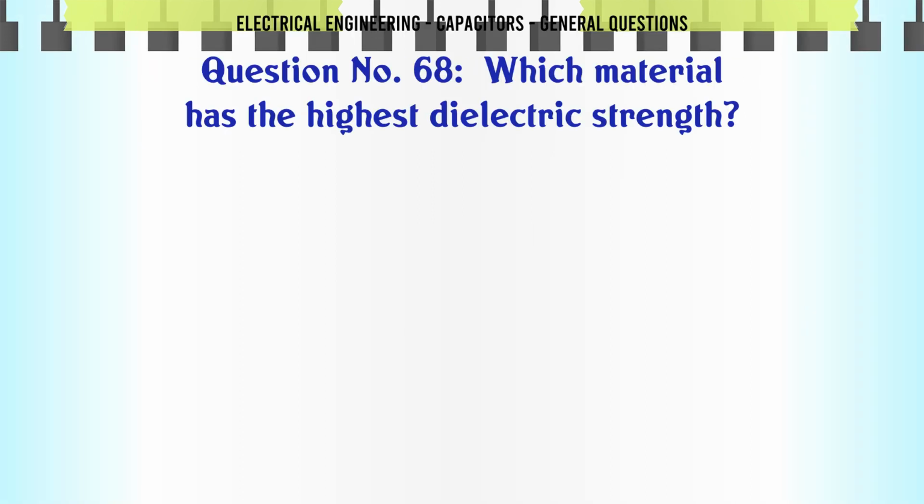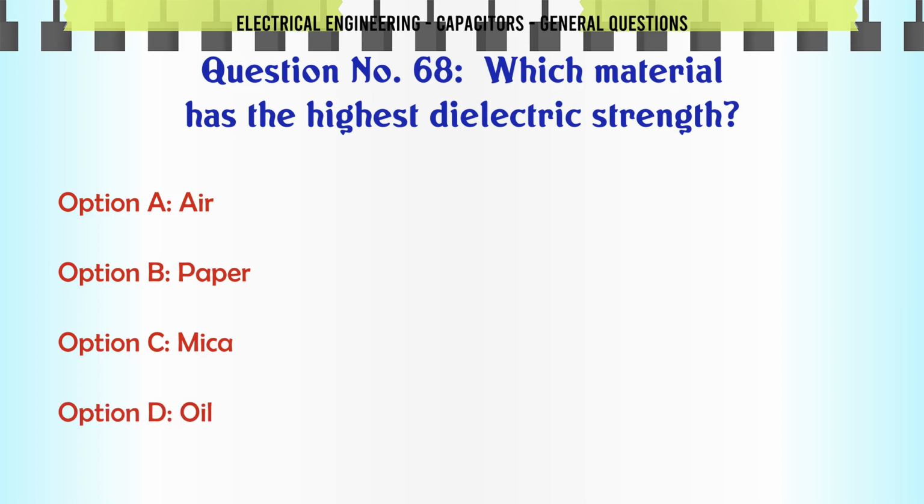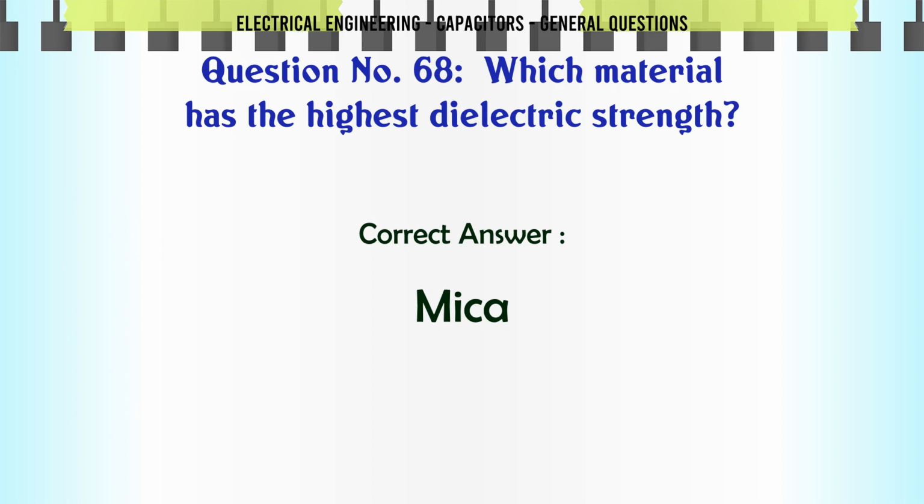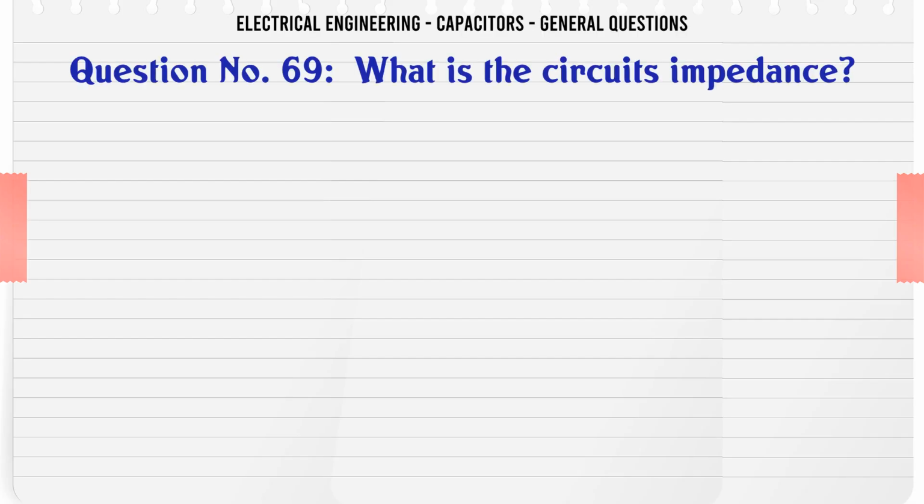Which material has the highest dielectric strength? A. Air, B. paper, C. mica, D. oil. The correct answer is mica. What is the circuit's impedance? A.